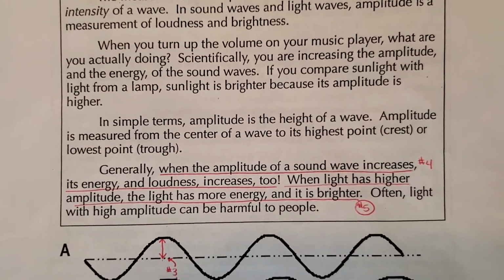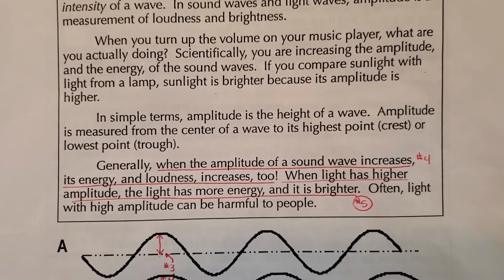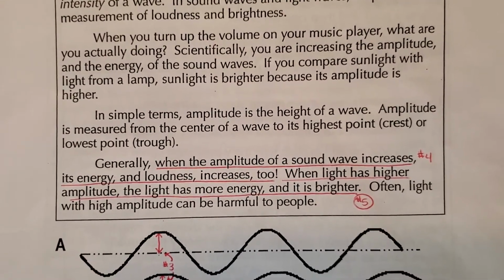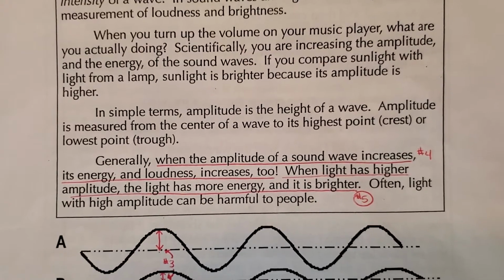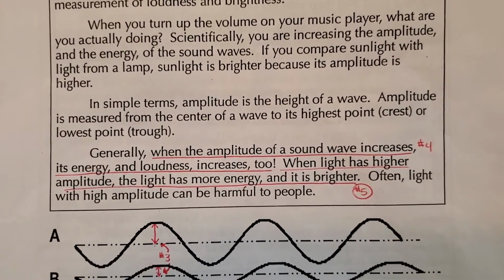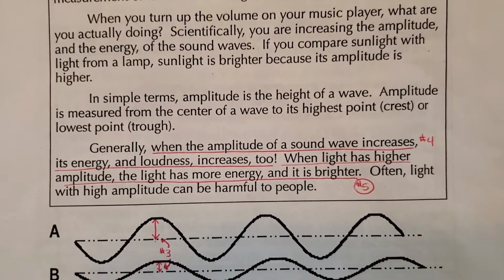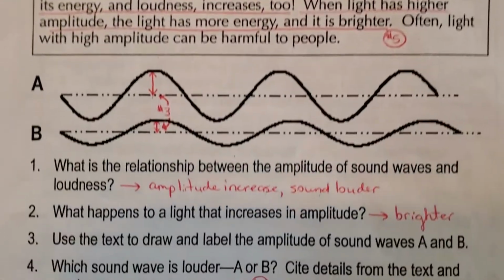When a light wave has higher amplitude, the light has more energy and is brighter. Often, light with high amplitude can be harmful to people. Not supposed to look right at the sun, right? Yeah, that can hurt your eyes. Okay, let's move on down here.